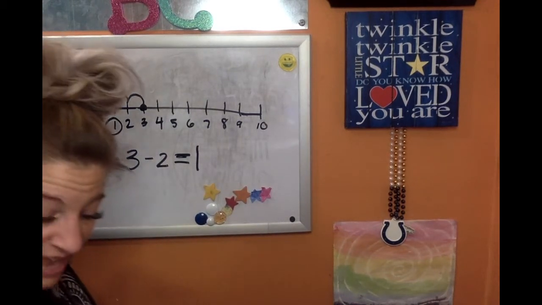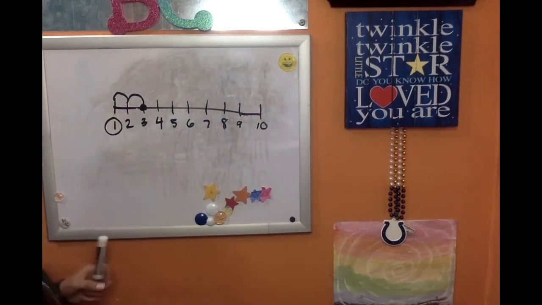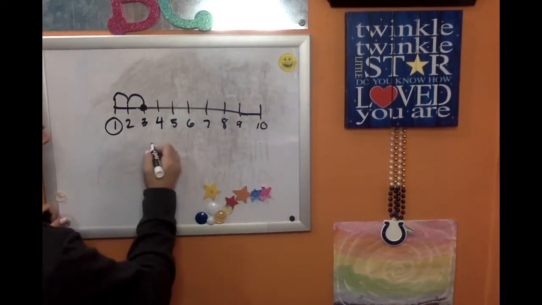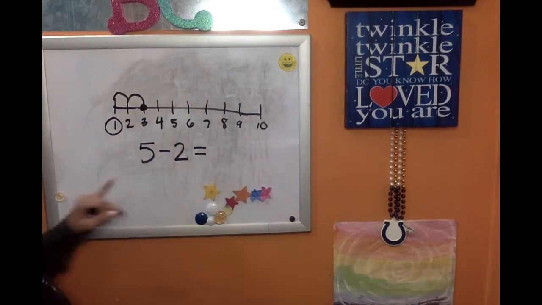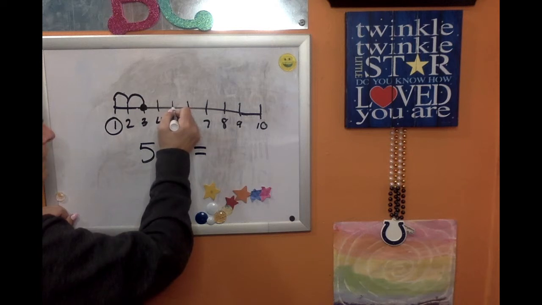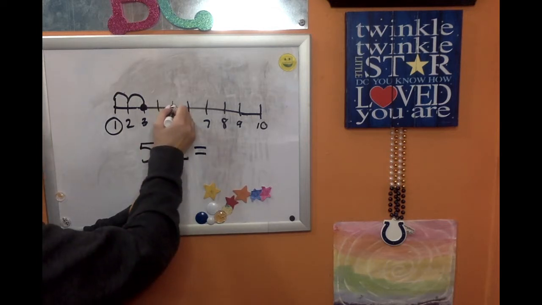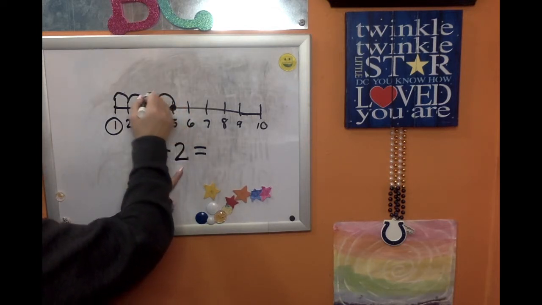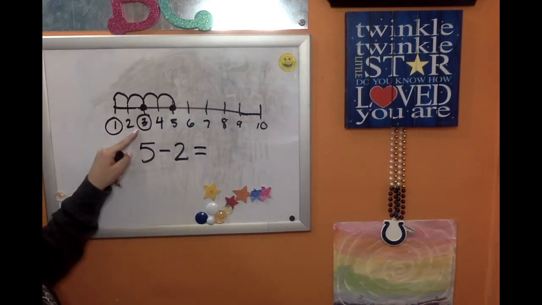Okay, our next one is 5 take away 2 equals. All right, so we're going to start off with 5. How many hops backwards are we going to go? 2. Here we go. Ready? 1, 2. What did we end on?